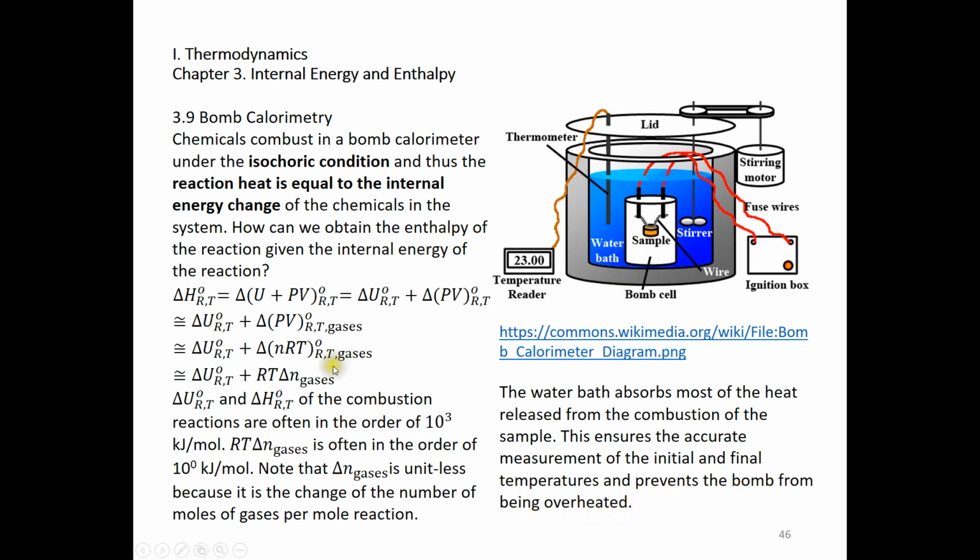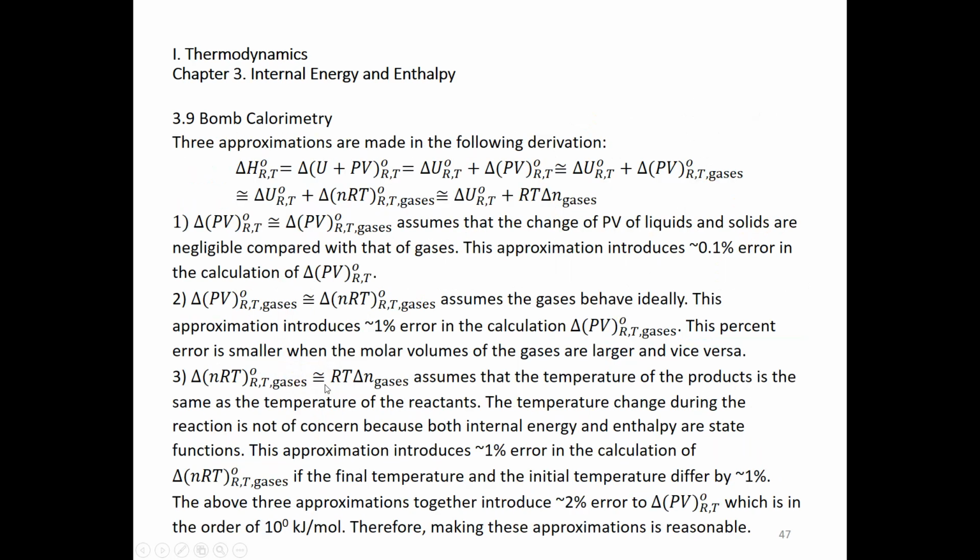One more reason is this: we ensure the temperature change is really small. Again, from 298 K to 300 K, the change is even less than 1%. Therefore, from here to here, even though we introduced some error, the error is actually less than 1%.